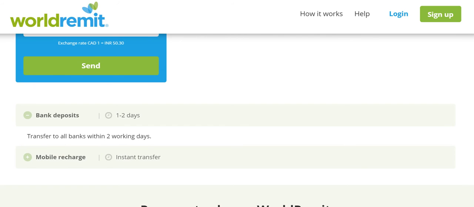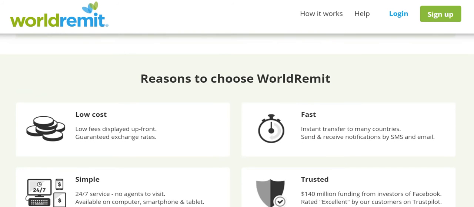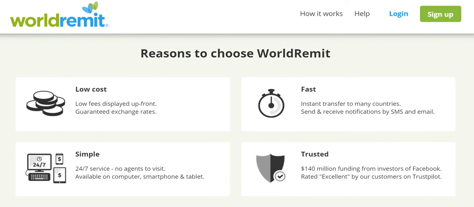Now, talking about these transfers, let's look at why you should choose WorldRemit in particular over others. Firstly, we're looking at low cost. I showcased that fact to you very clearly, that fees are low and they're displayed upfront. And yes, there are guaranteed exchange rates. So you don't have to speculate about the kind of exchange rate that would be taken. Transfers are very fast. In fact, to many countries, they are instant. And there's constant communication, both send and receive notifications being sent by SMS as well as email.